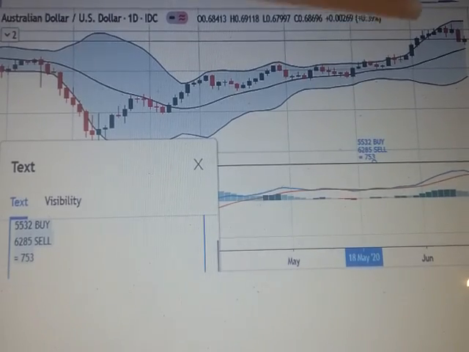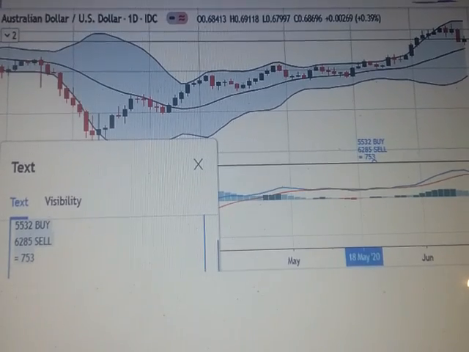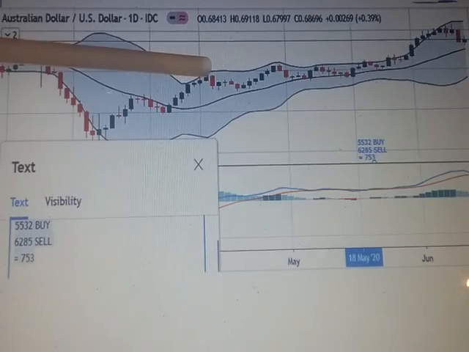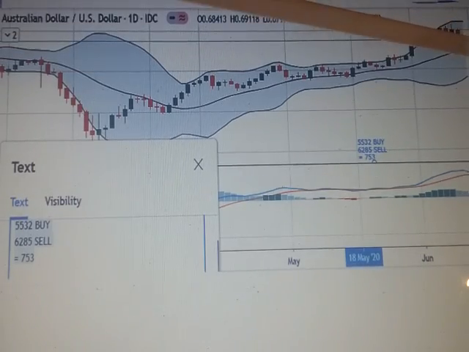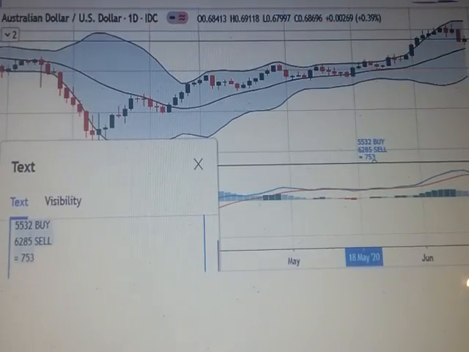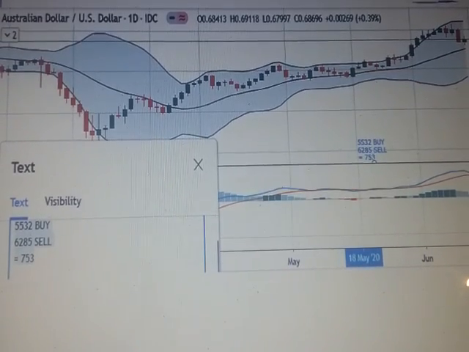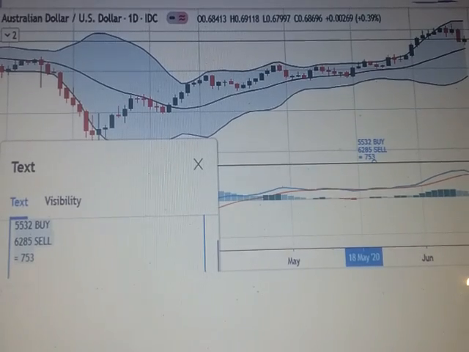So it's a sell, which is nice because I've done a couple of trades on the Australian U.S. dollar. So you guys put in a sell here. Nothing's happened, but it's gone up a little. It's about to go down, and probably go down extreme.